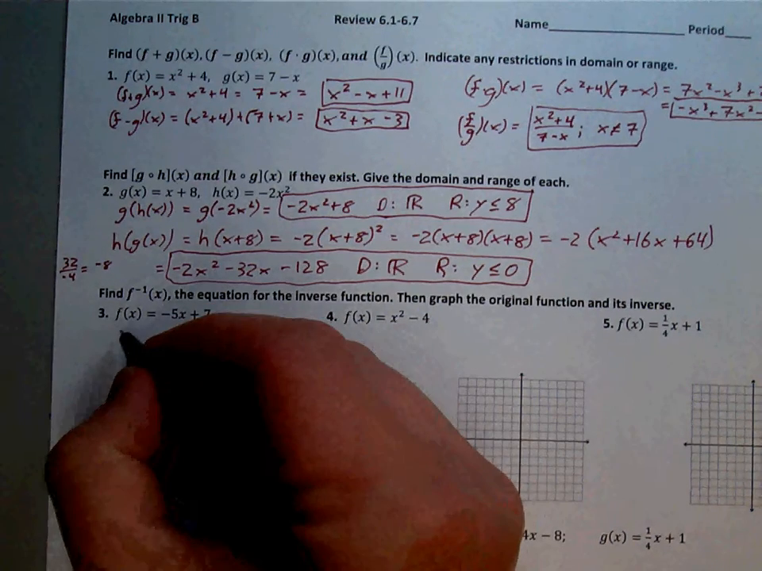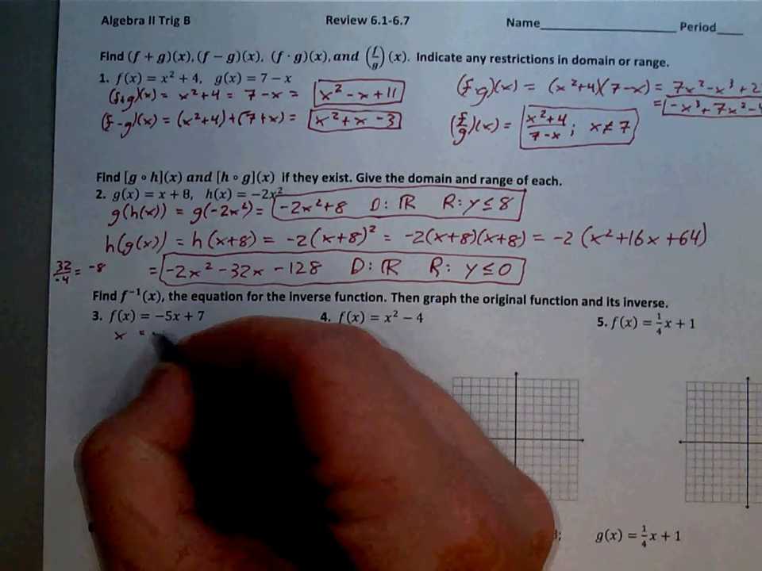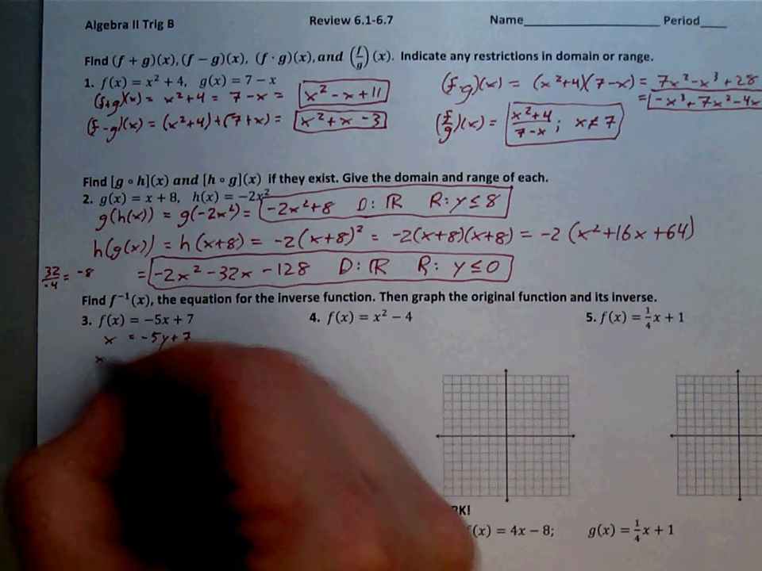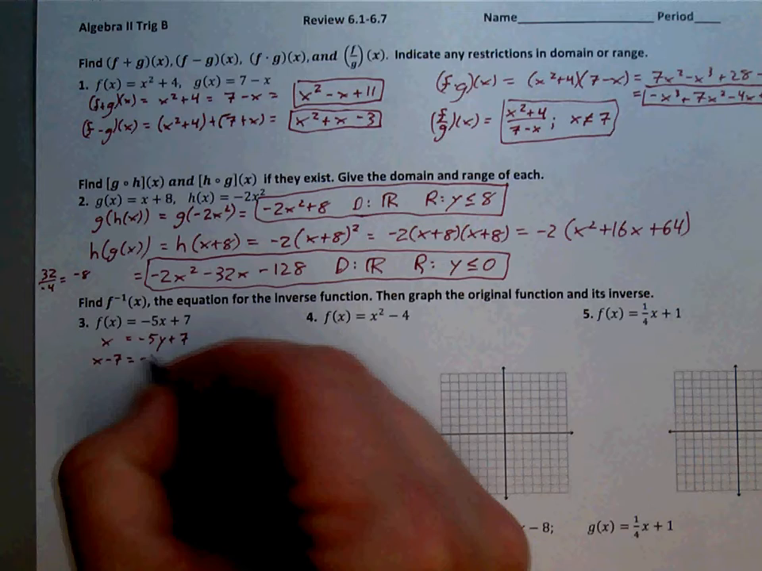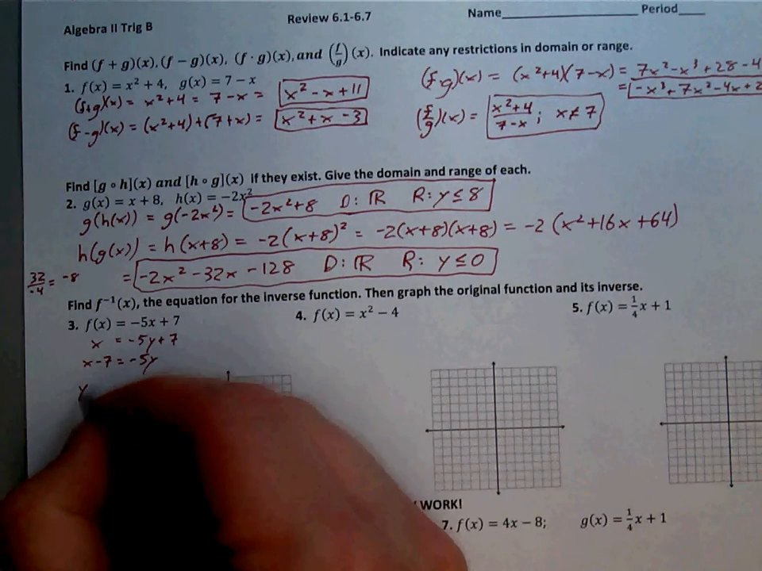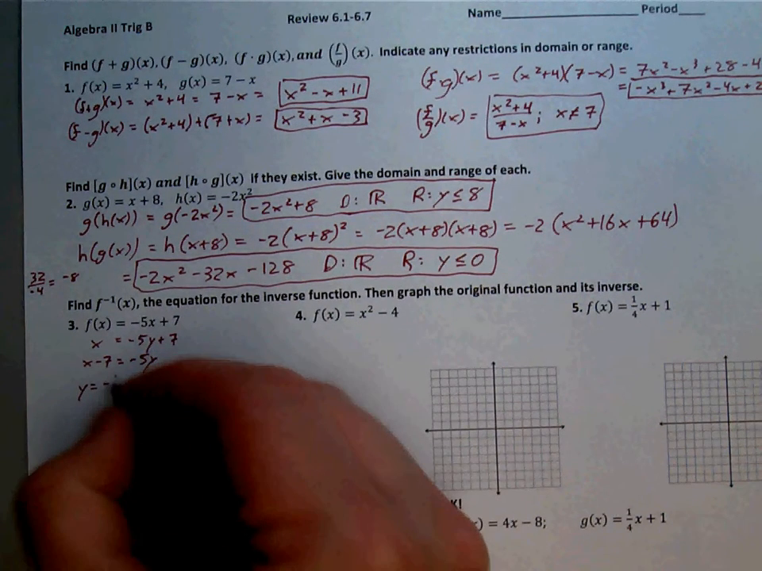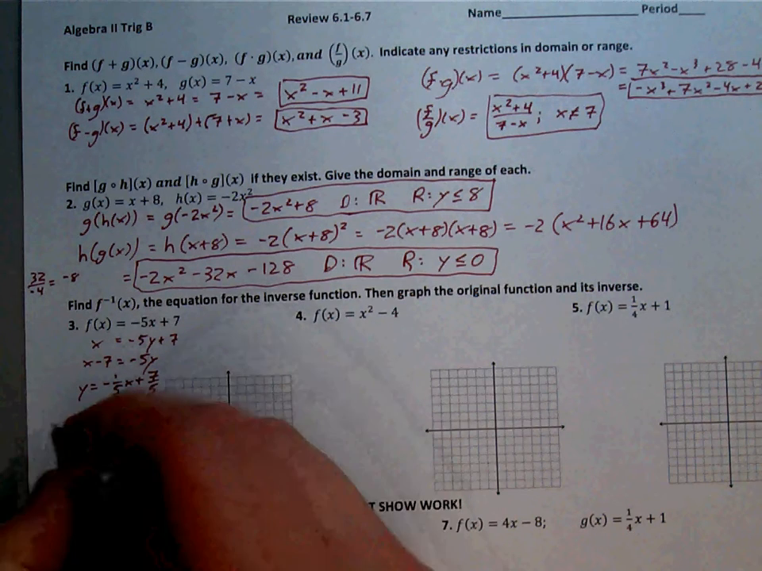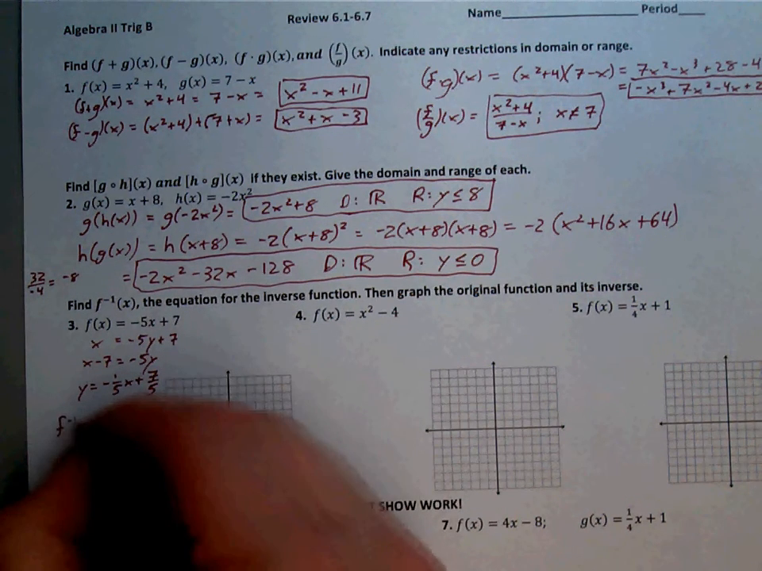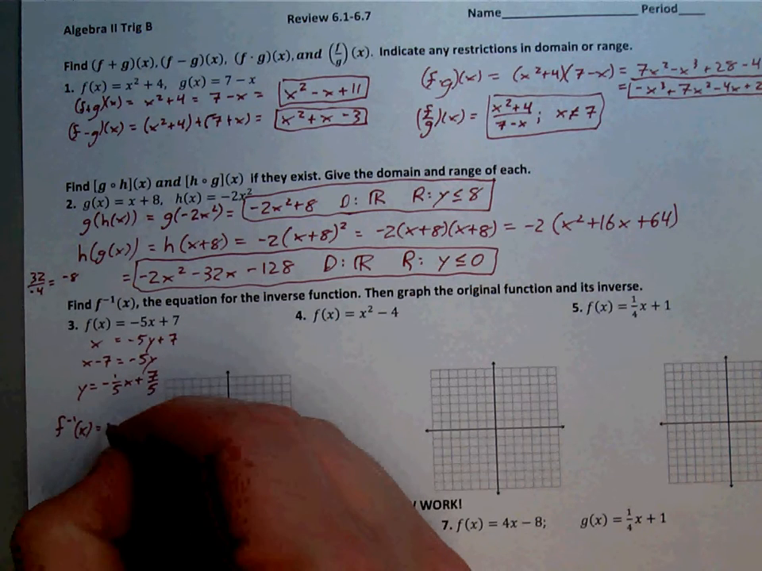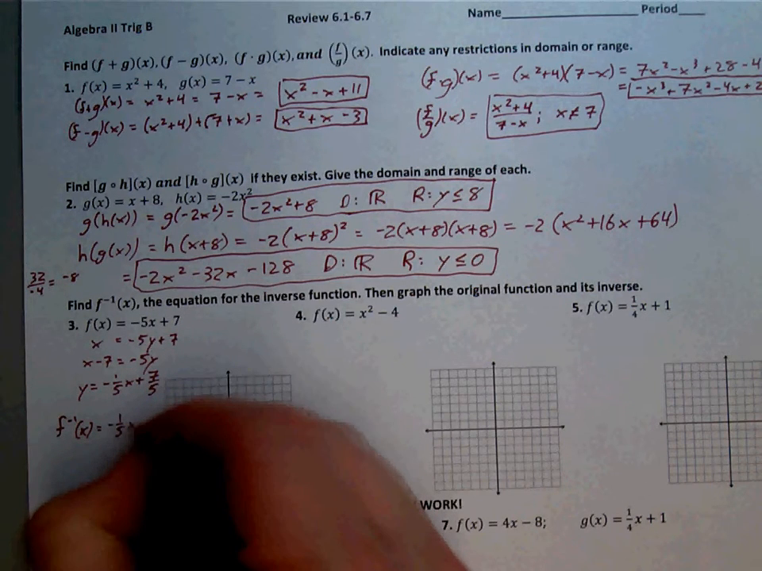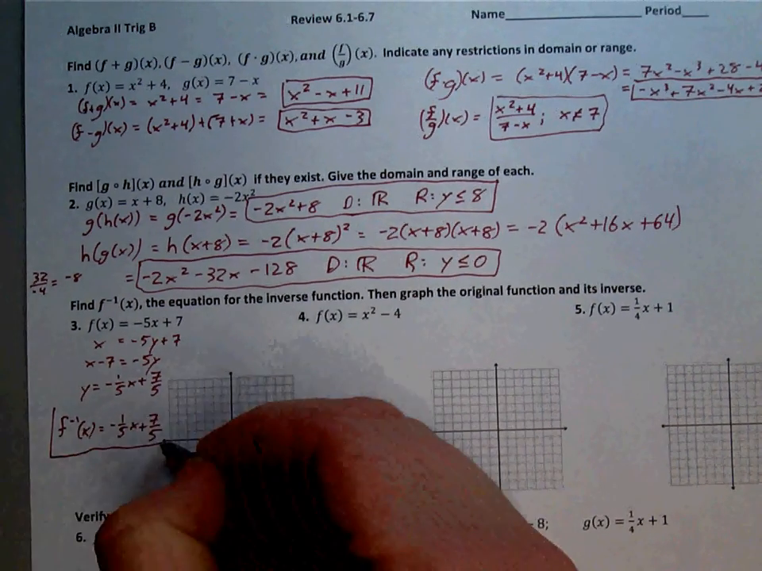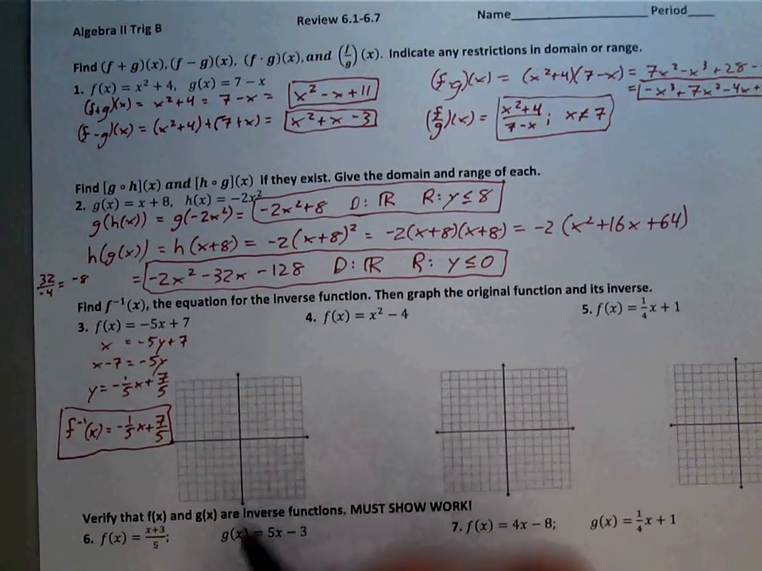Okay, now find the inverse. That's where we switch around the x and the y. Subtract the 7. Divide by negative 5, I'm going to get negative 1/5 x plus 7/5. Then we can change it back into function notation, the inverse notation. So there's the function. Now I'm supposed to graph the original and the inverse.